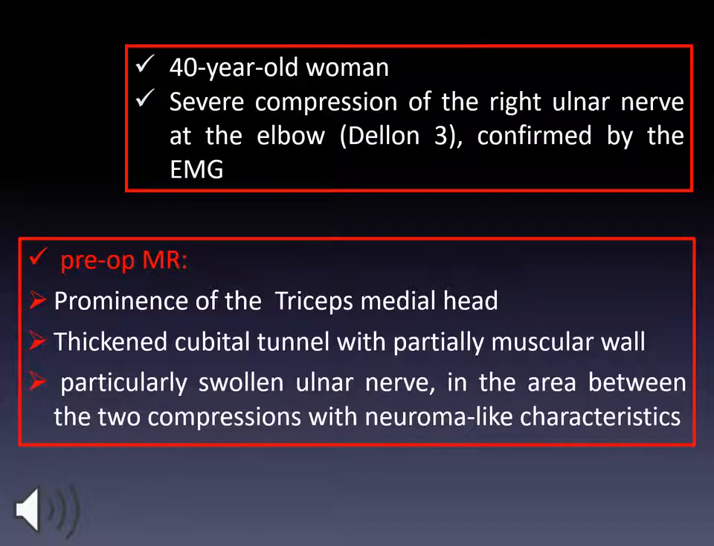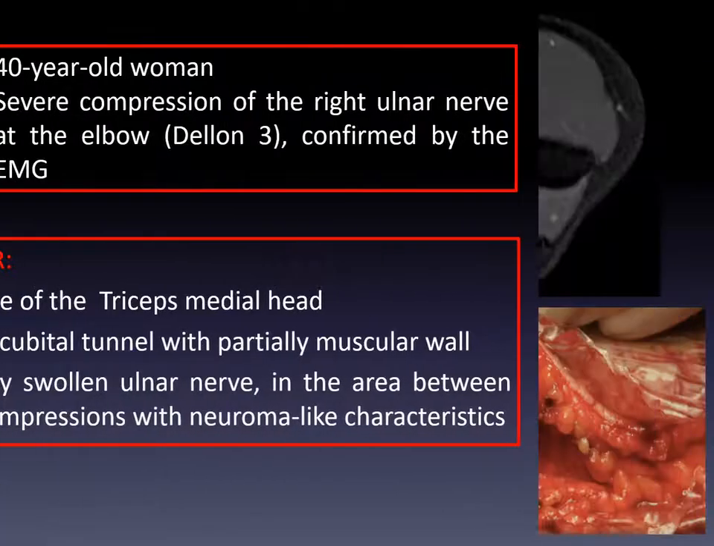Here we have a 40-year-old woman with a severe compression of the right ulnar nerve at the elbow, Dellon 3, confirmed by the EMG. The preoperative MR shows a prominence of the triceps medial head, a thickened cubital tunnel with a partially muscular wall, and a particularly swollen ulnar nerve in the area between the two compressions with neuroma-like characteristics.